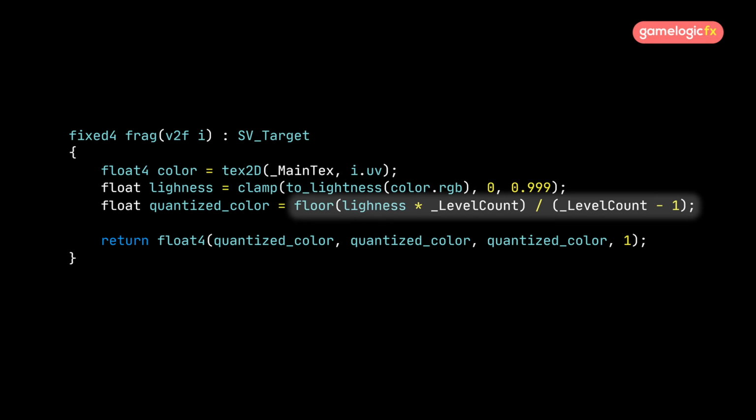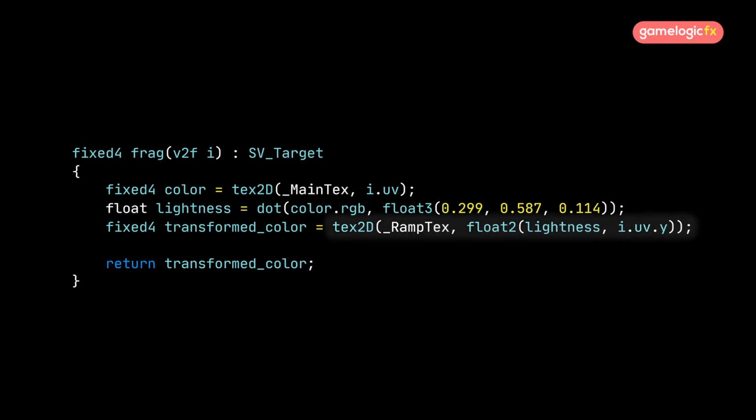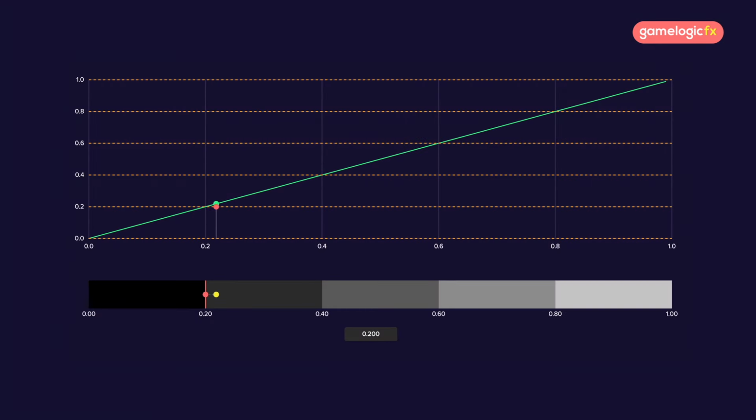If we want more values than just black and white, we can introduce the level count. That lumps brightness into discrete bands. Any input value gets snapped to the nearest level that's less than or equal to it. It's like creating a staircase where each continuous value falls onto the nearest step below it. Another method is using a ramp texture. You sample the ramp at the x-coordinate equal to the value you want to quantize, and the y-coordinate equal to 1/2 or 0.5.